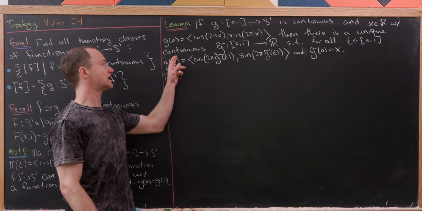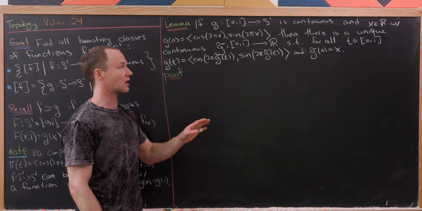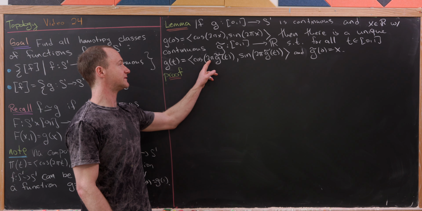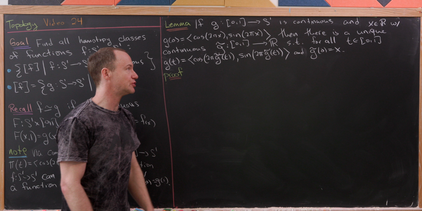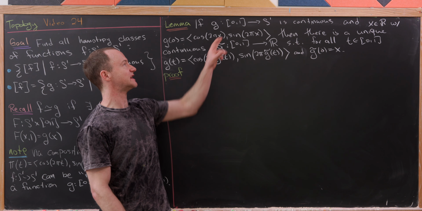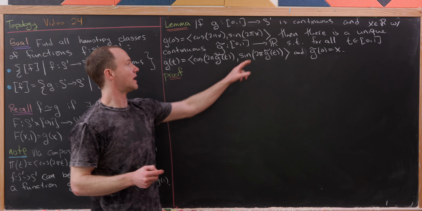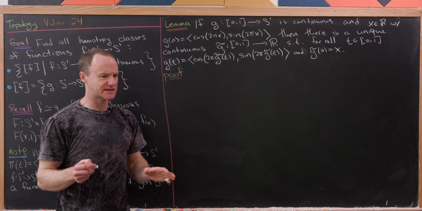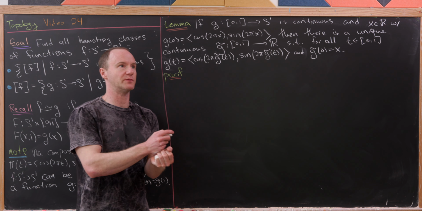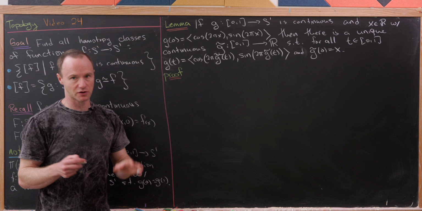Then there exists a unique continuous function, which we'll call g tilde, from [0, 1] to R, so that for all t in [0, 1], g of t is (cosine of 2 pi g tilde of t, sine of 2 pi g tilde of t). So it's like we're taking that definition that g is giving us to the circle, and we're expanding it out to a function on the real line that perhaps takes into account that our function to the circle may not be one to one. And so that would be extended into two points in the real line. Okay, so this is a bit technical, but we'll work through it.